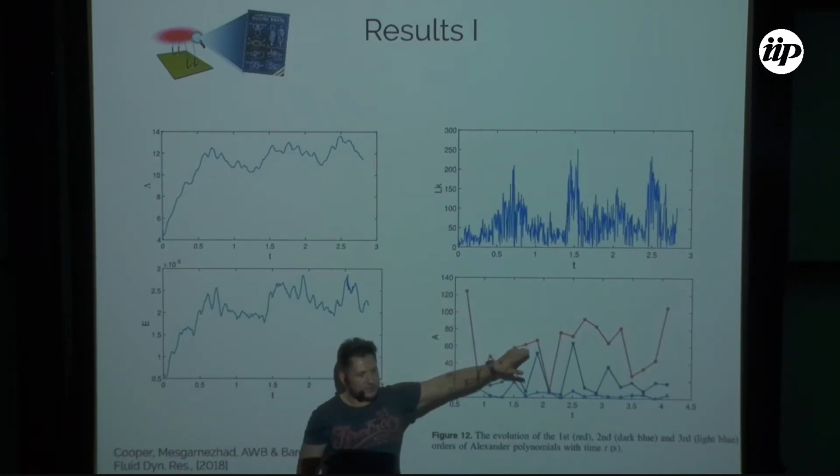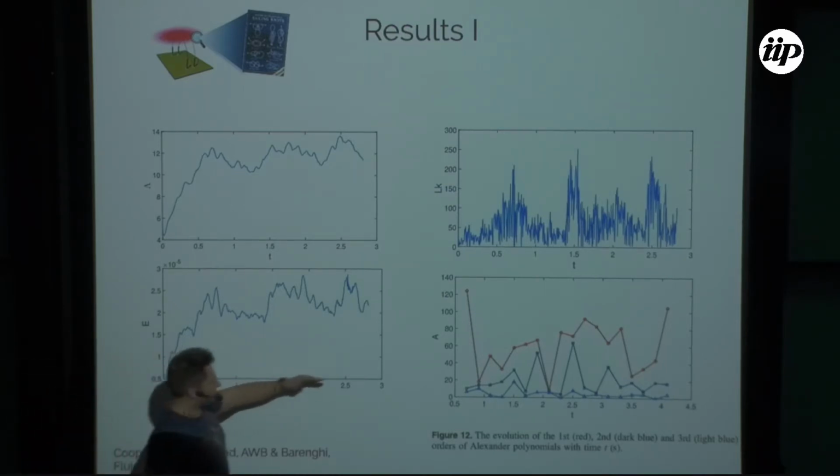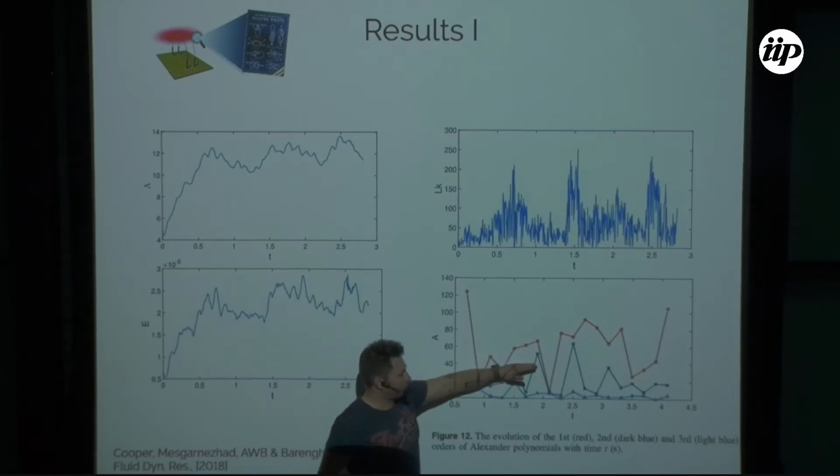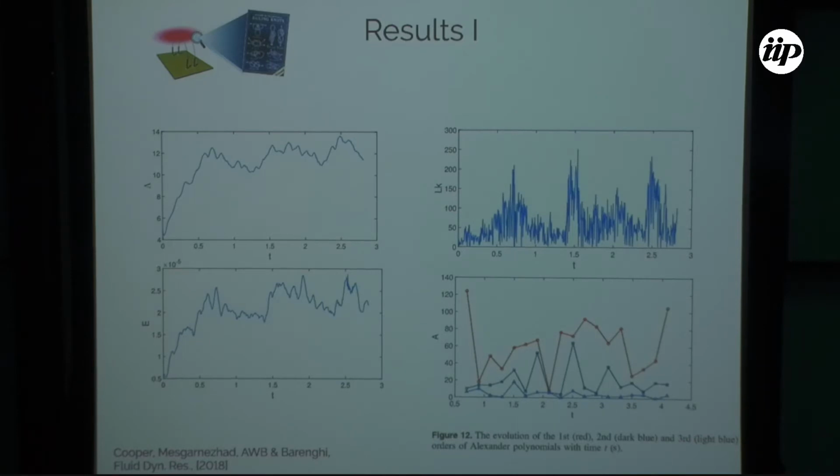But the key thing is the Alexander polynomial. So what's plotted here is the largest degree of Alexander polynomial, the second largest degree, and the third largest degree. So what you see is these tangles are dominated by one or two very large, very complex knotted structures, and then below this a large number of more trivial structures, unknots or trefoil knots or more simple topological objects.